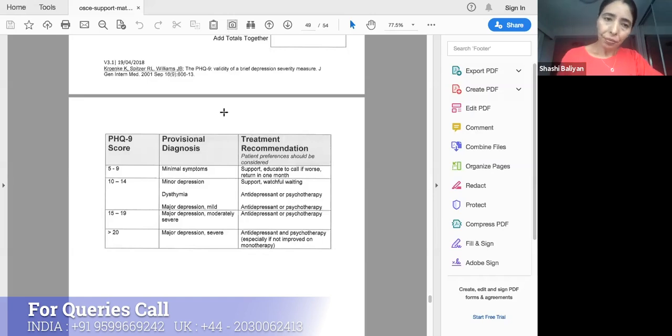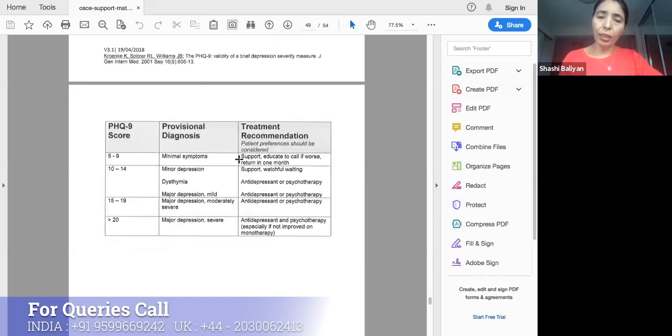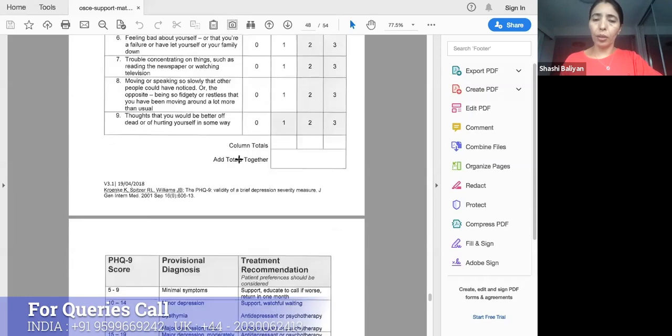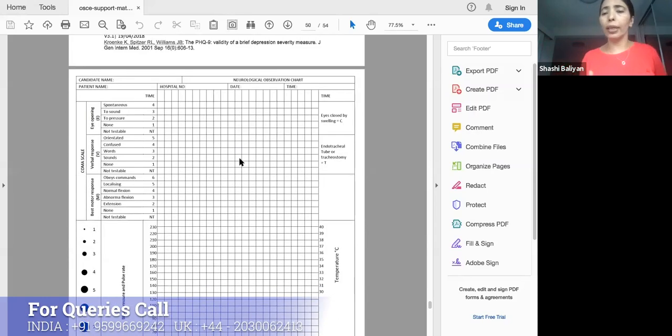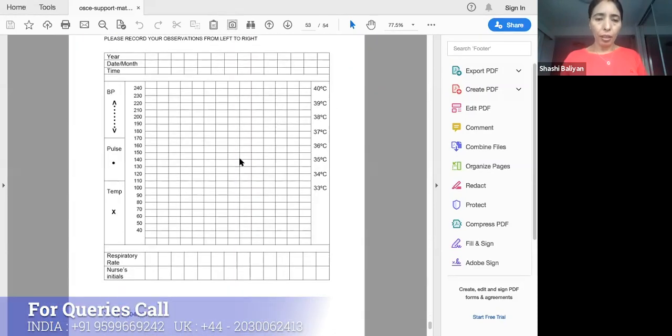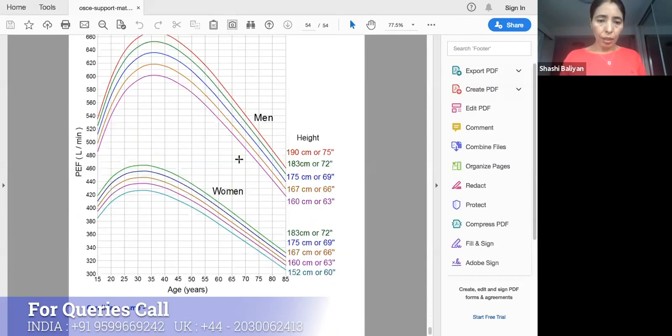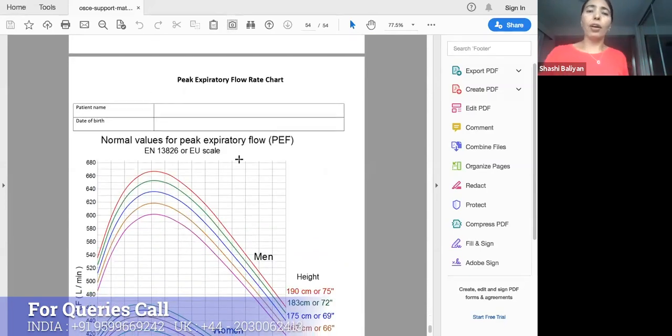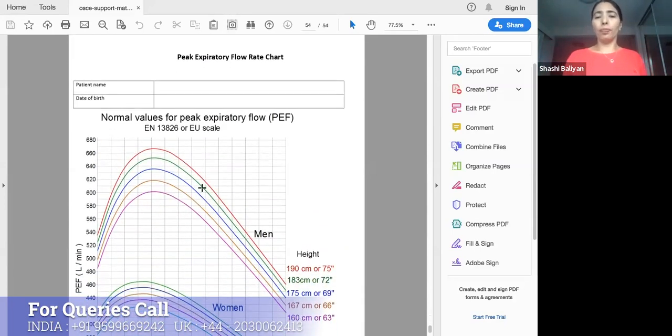Okay. So this is the PHQ-9, which I was suggesting that you can get as one of the community scenarios. Okay, now we are left with only one. Not sure. Okay, there is another one, a peak flow chart.